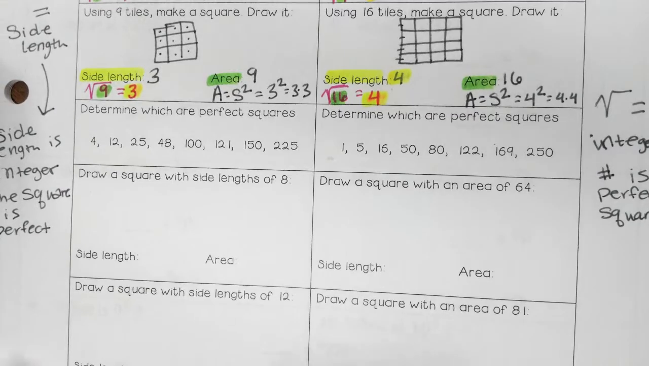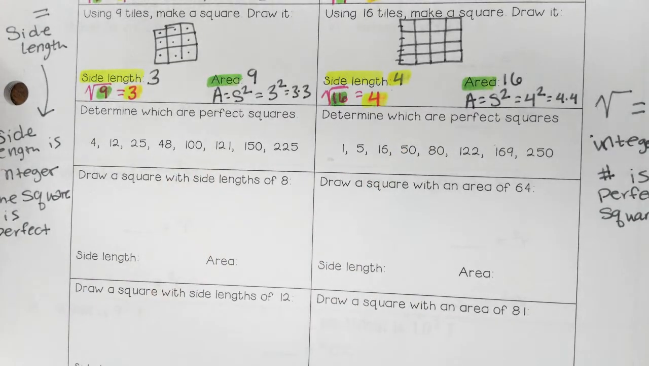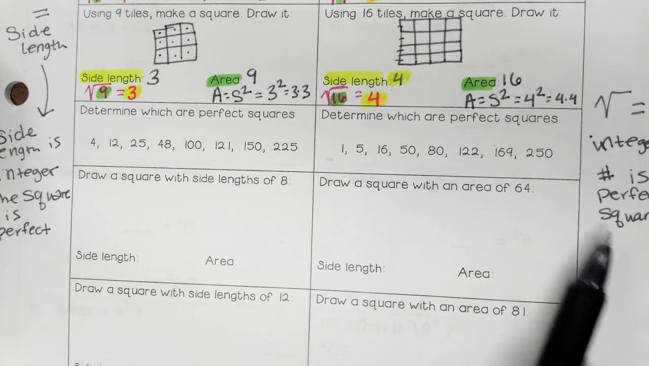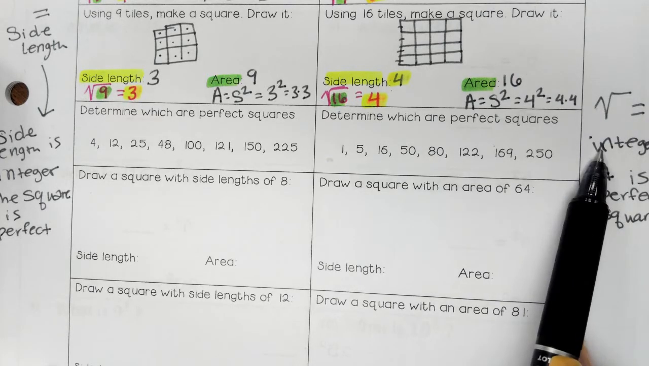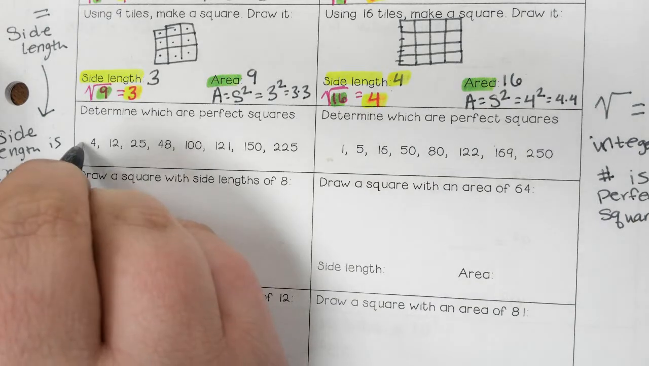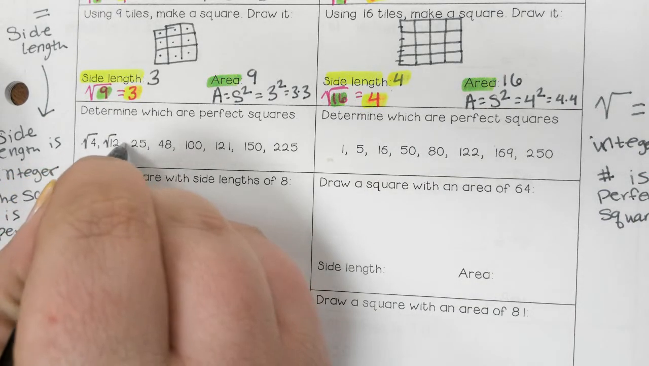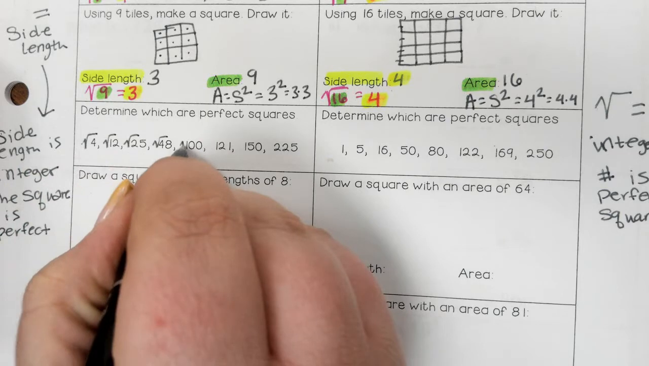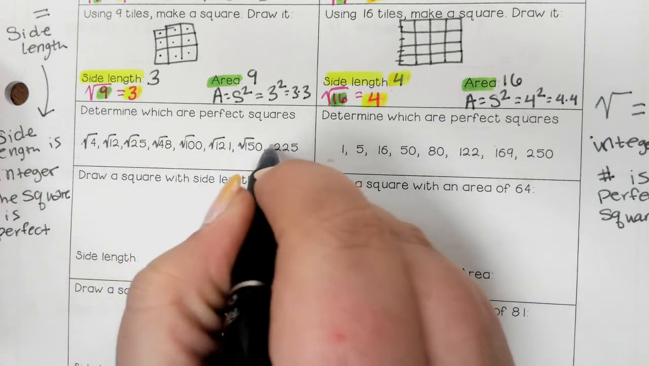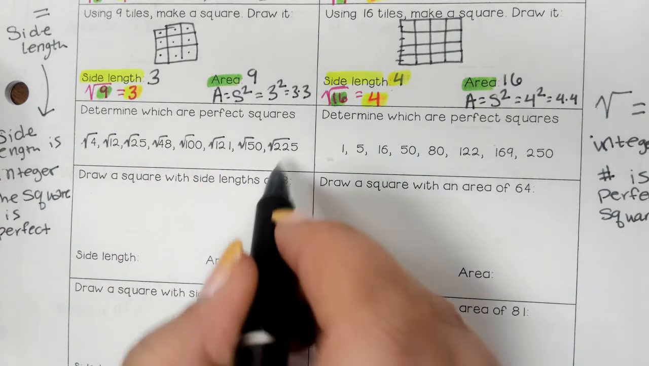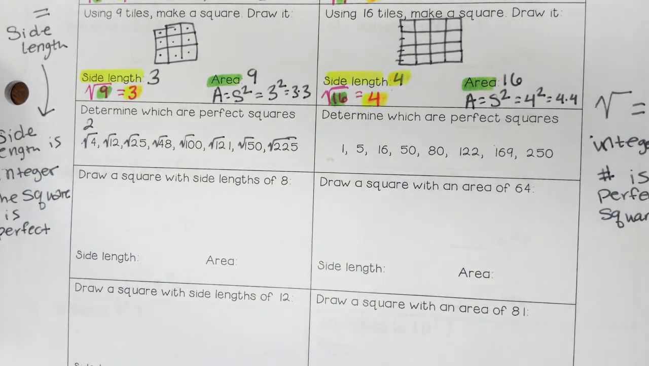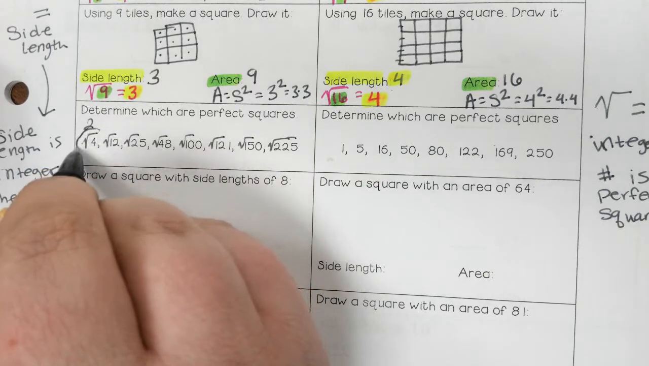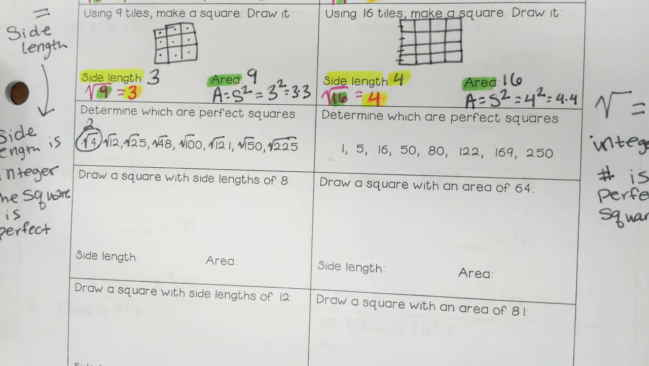Okay. These examples ask us to determine which numbers are perfect squares. So I want to know, when is my number a perfect square? That's whenever the square root is equal to an integer. So we're taking the square root of all of these numbers. The square root of 4 is 2. Since 2 is a whole number, 4 is a perfect square.